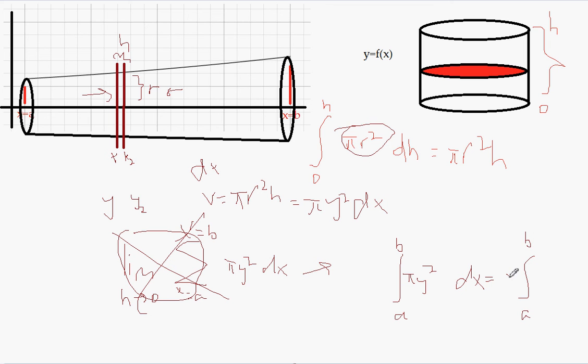And we said that y equals a function of x here, so we can replace y with f of x, and pi is a constant, so it can be factored out of the integral. So then we get that the final formula is pi times the integral from a to b of f of x squared dx.